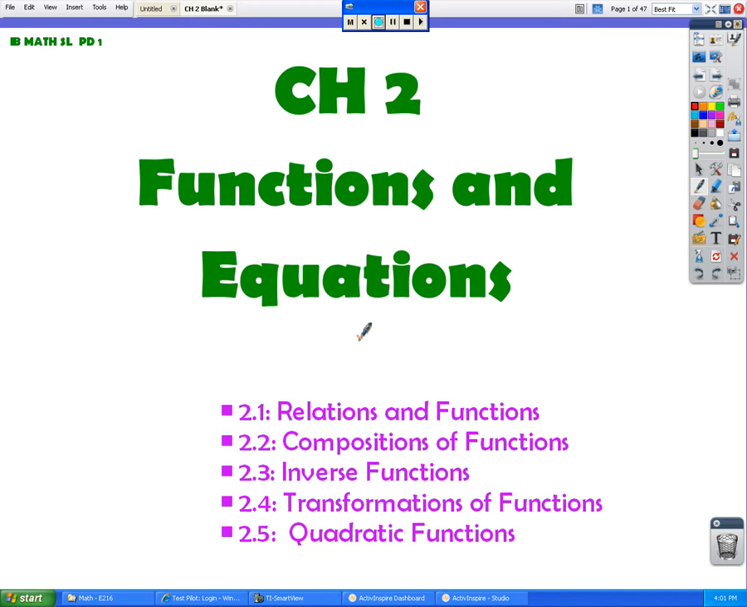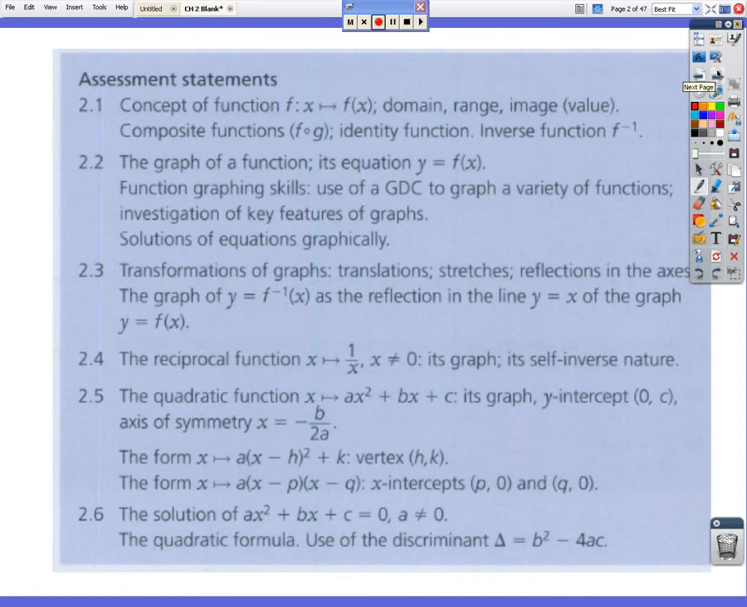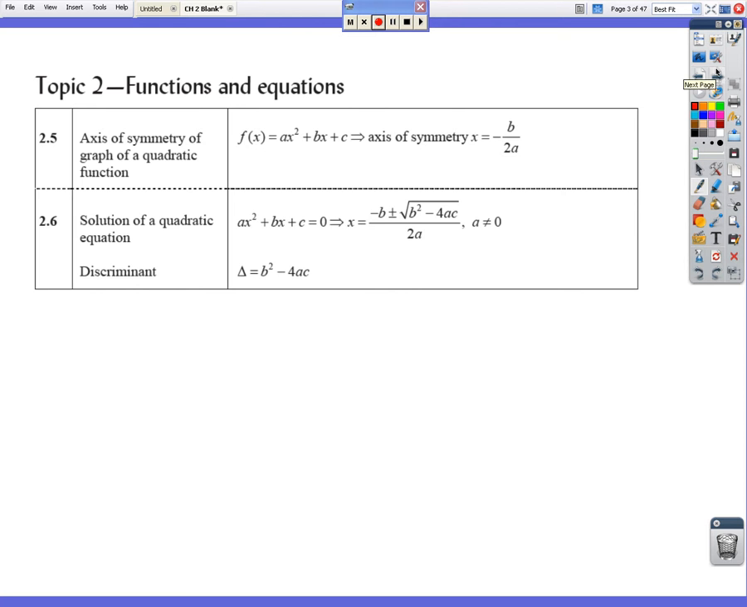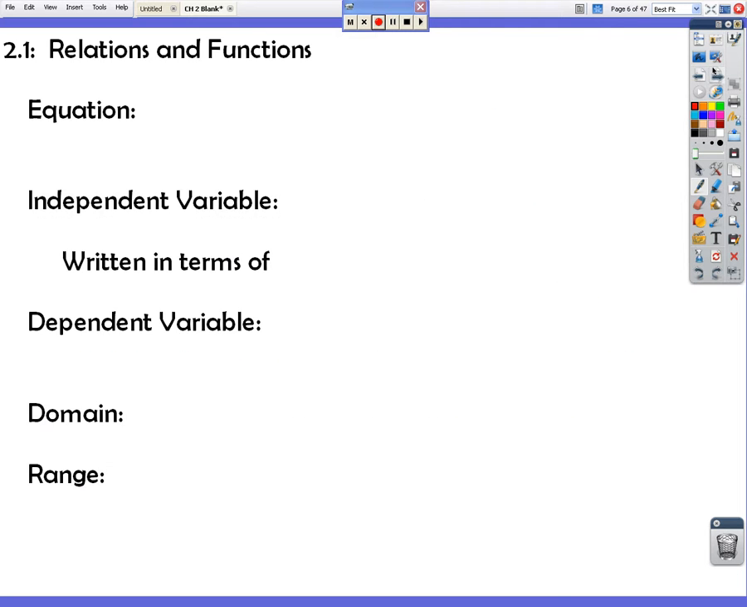Chapter 2, Part 1 video, which will be 2.1 to 2.3. And you can read through the assessment statements, which means that these are the things covered on the IB exam. And you can look at the formula sheet to find the ones that would be pertinent to Chapter 2. And then here's the syllabus. Remember, number 6 is mandatory.